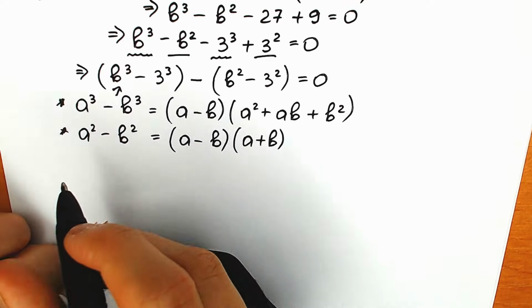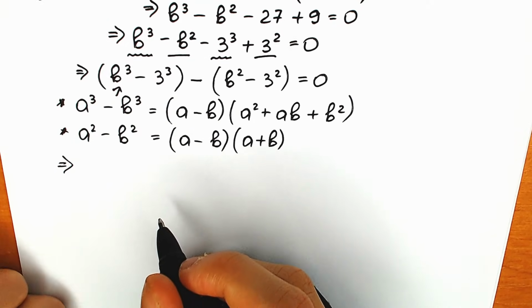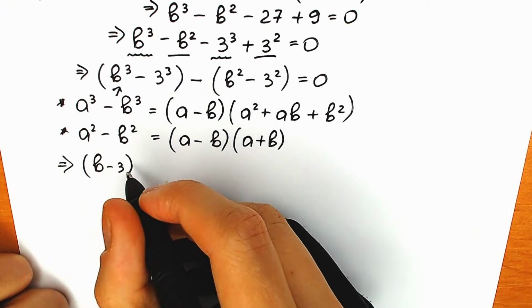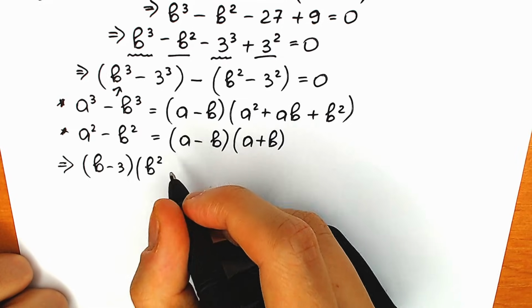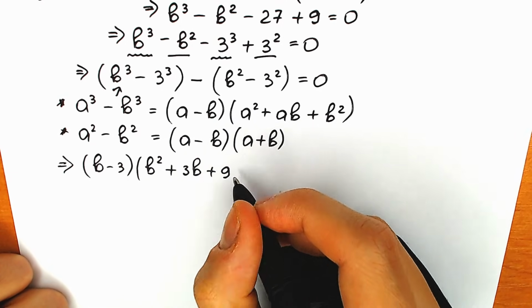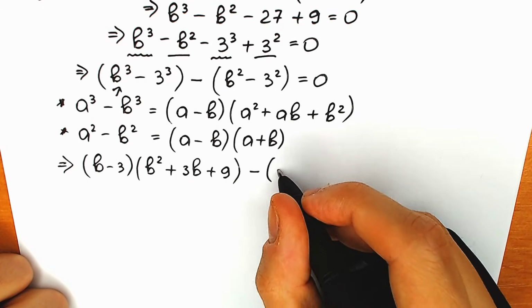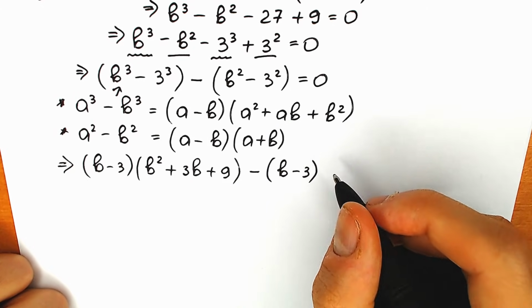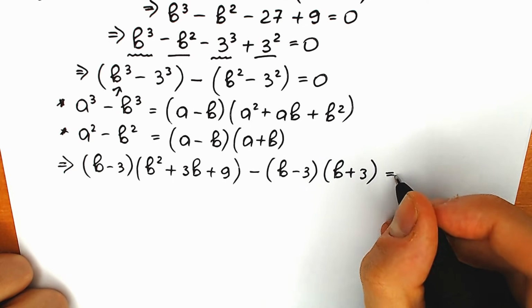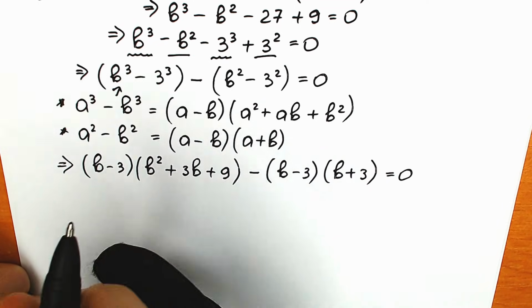So right now let's apply it on a new line. First of all, I'm going to apply the difference of 2 cubes. Let's do it. So we have b minus 3, times b squared plus 3b plus 9. And right now, the difference of squares. So we have minus b minus 3 times b plus 3, equal to 0.